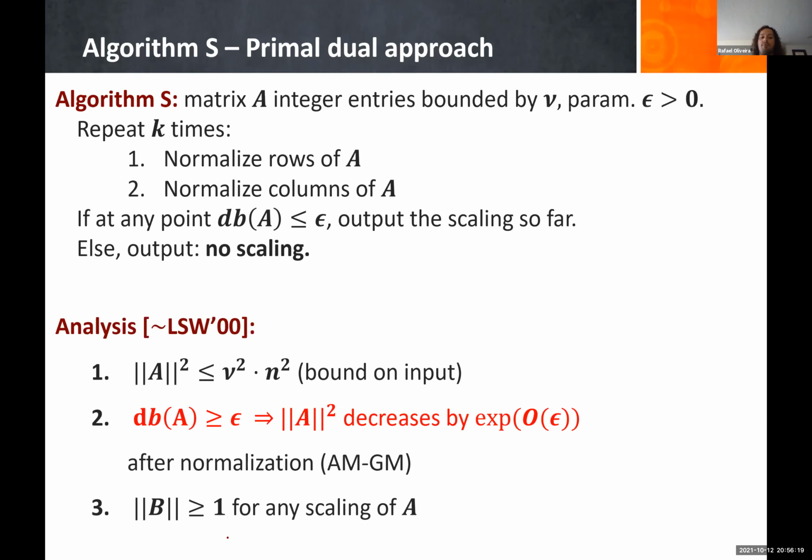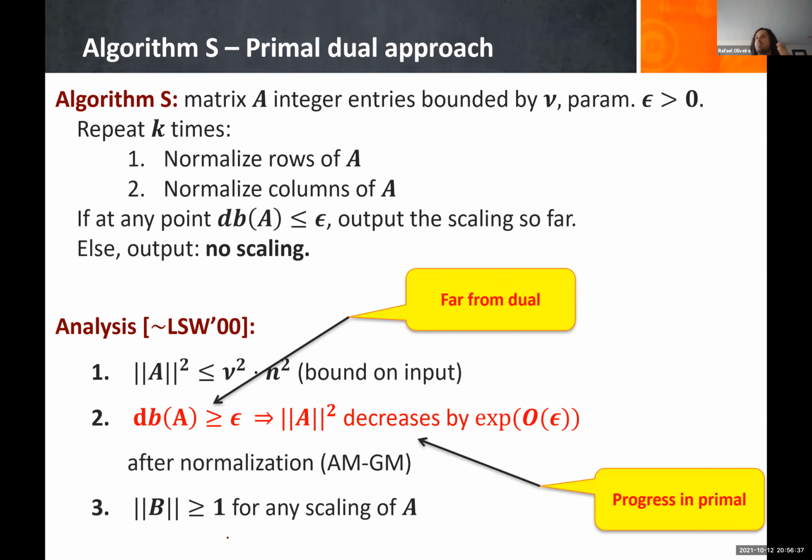And what are we doing? If you look at this algorithm, it's doing exactly that. Because here, what is this doubly balanced? The distance to doubly balanced being big means that we're far from the dual. We're trying to minimize, and if the minimum was 0, we're far from the dual, which means that we make progress in the primal.